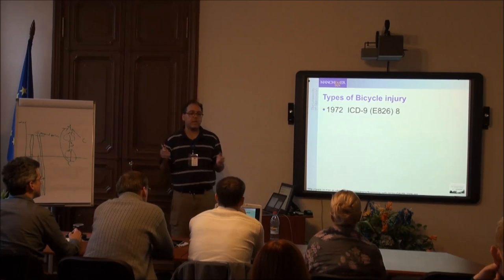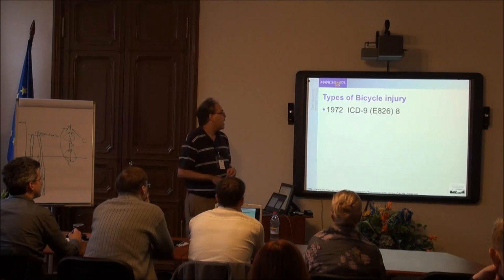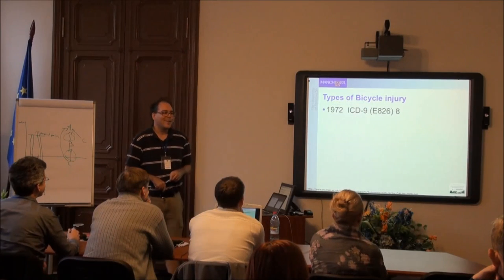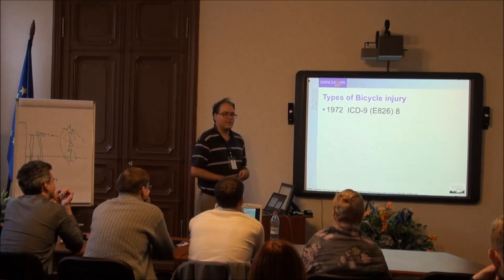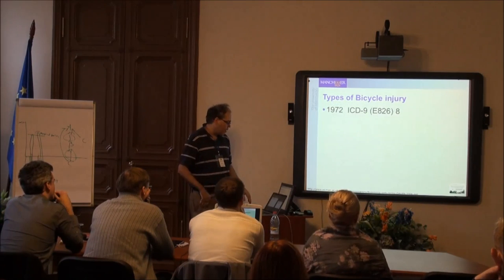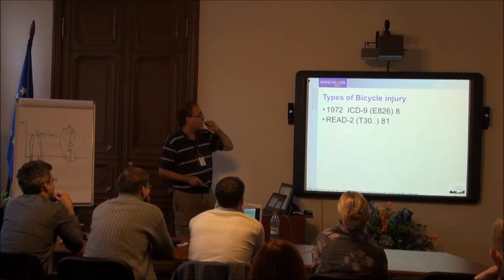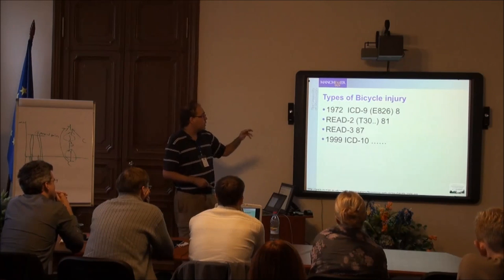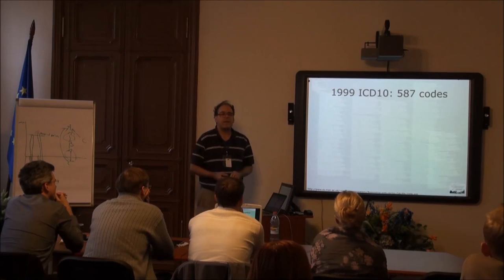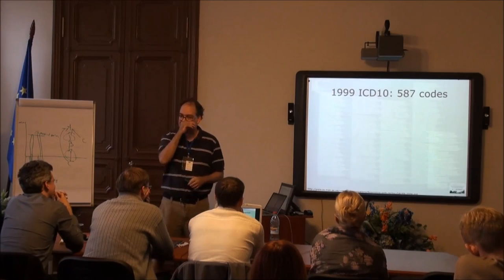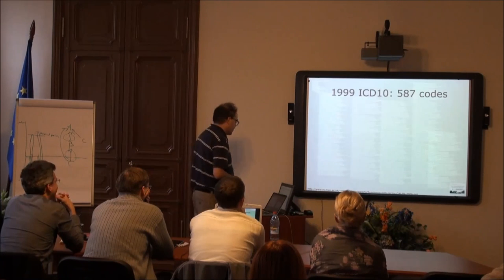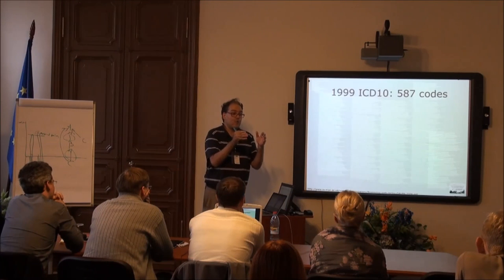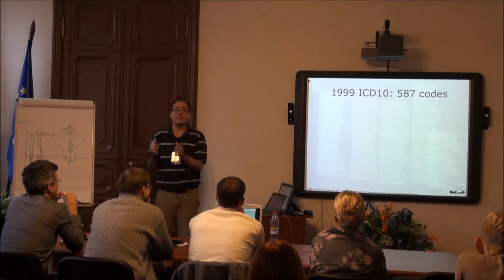Okay, so historically we have a trend here. In 1972, there were 8 codes for bicycle injury. You know, you fell off, you hit someone, you got tangled up in the chain, a few other things, 8 codes. A successor one had 81. The successor to that grew slightly less so, 87. And then ICD-10 has 587 codes for bicycle injury. And if you look at all the ICD codes, you start to see two things. One, you start to see crazy things, and the other side you start to see patterns.